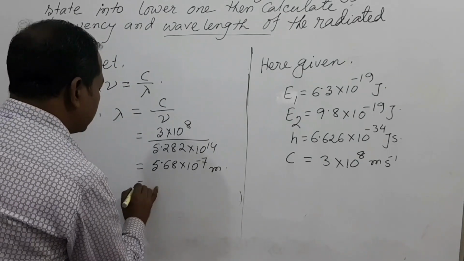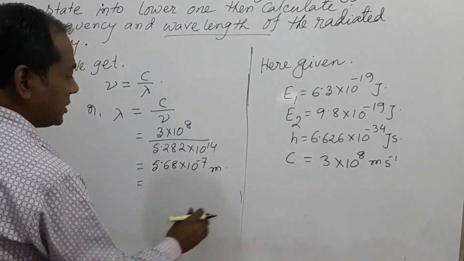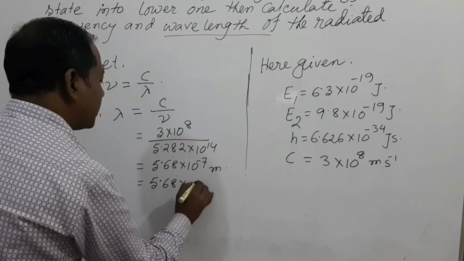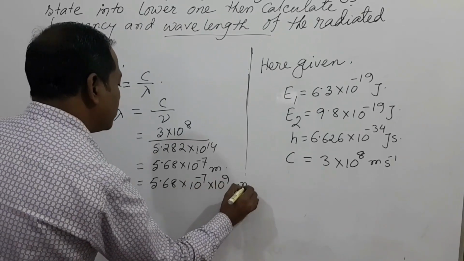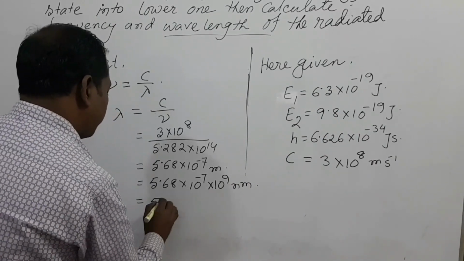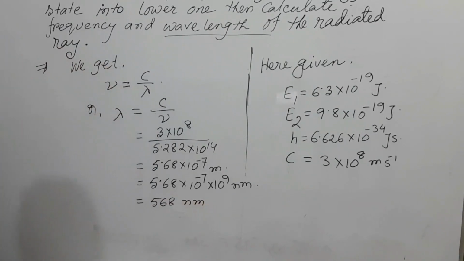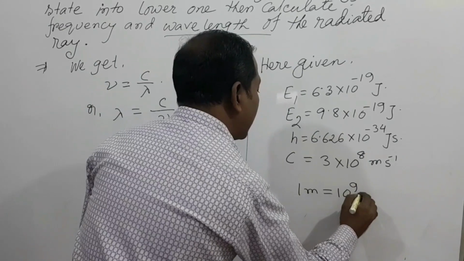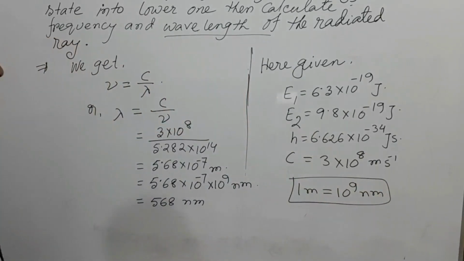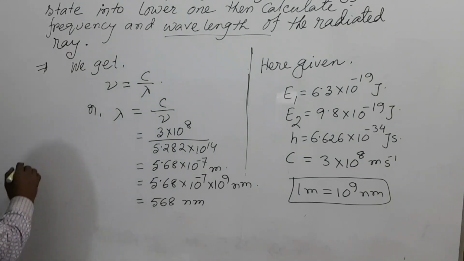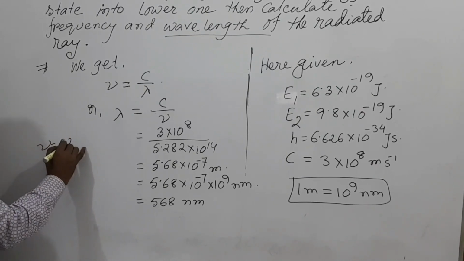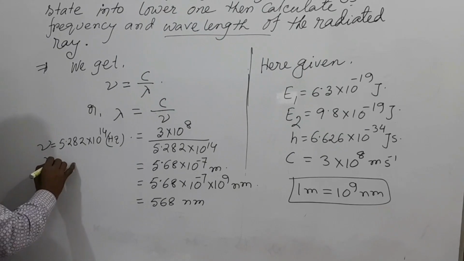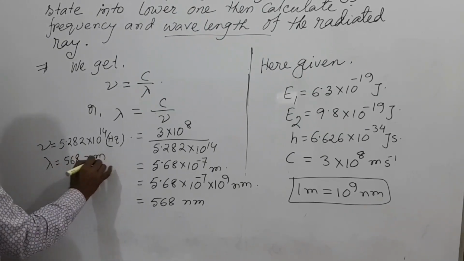My dear students, if we convert this unit meter to nanometer, then we have to multiply by 10 to the power 9. 5.68 into 10 to the power minus 7 into 10 to the power 9 nanometer. So, the wavelength is 568 nanometer. Here you have to know that 1 meter equal to 10 to the power 9 nanometer. So, the value of frequency nu equal to 5.282 into 10 to the power 14 hertz, and wavelength is 568 nanometer.